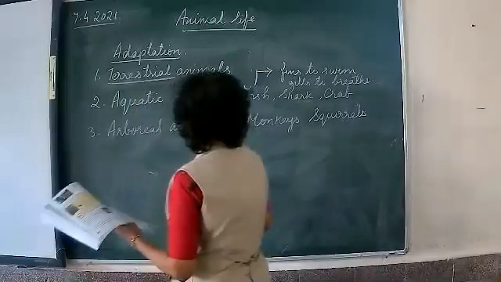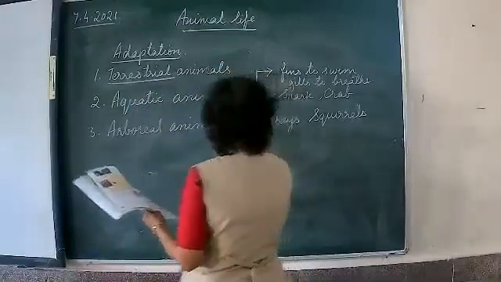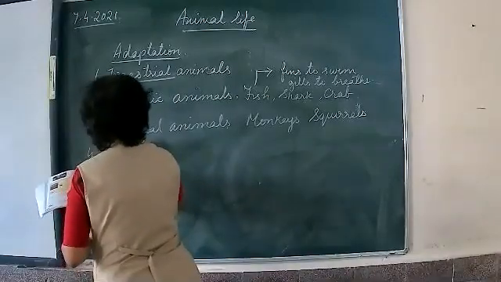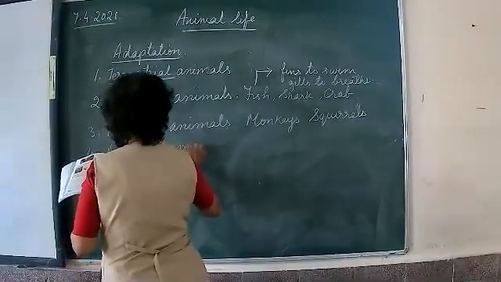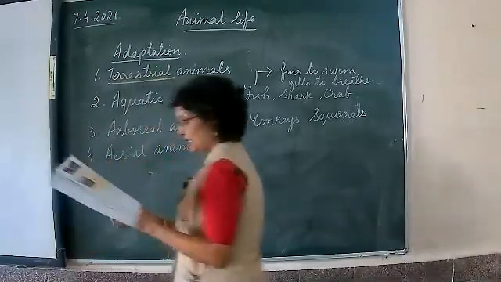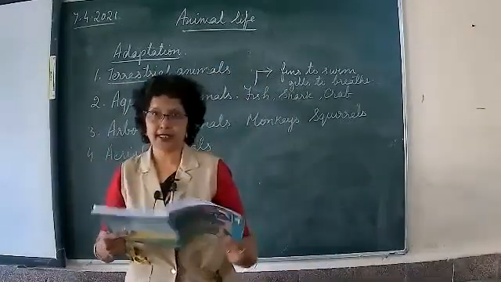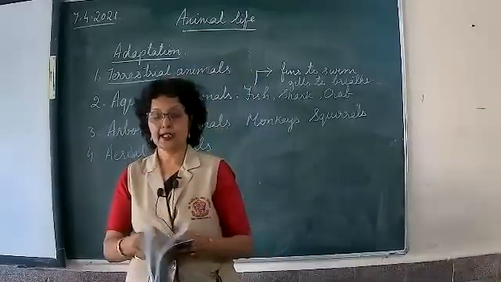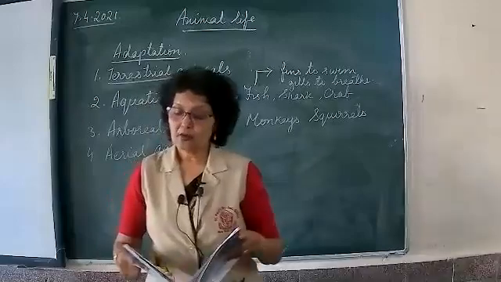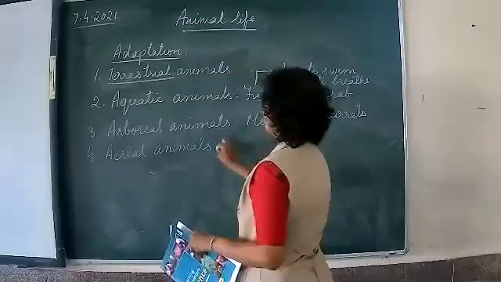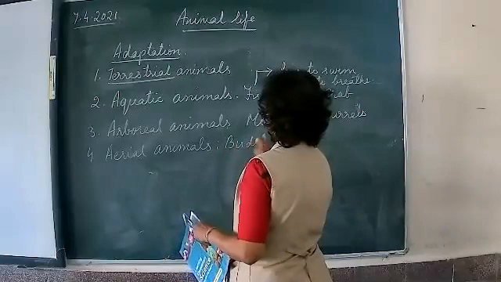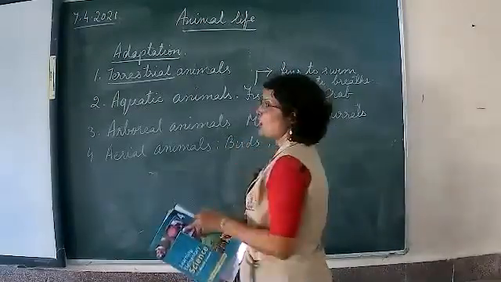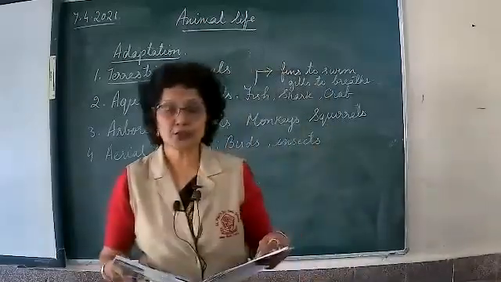Then comes the aerial animal. Aerial animals live in air. Birds and insects spend most of their time in the air and they are called aerial animals. Now, birds and insects, let us see what the features are. Birds have got wings to fly.